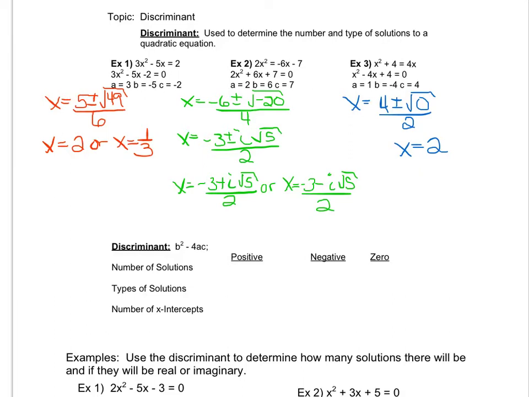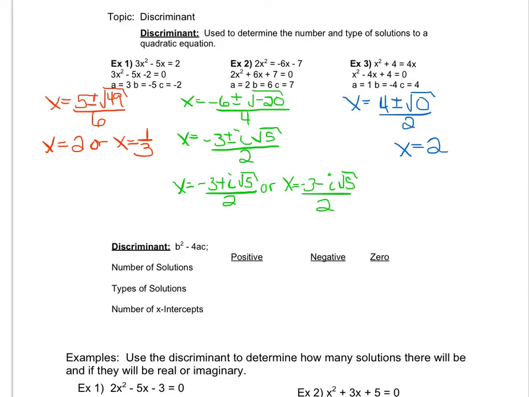And finally, in example 3, again, I used my quadratic formula, simplified it down, took it a step further, and got one real answer of x equals 2. So let's take what I gave you up here about the discriminant a little bit further. Not only is the discriminant something that we use to determine the number and type of solutions to a quadratic equation, the discriminant is also defined as a formula. The formula it's defined as is b squared minus 4ac. Hopefully that looks familiar to you.